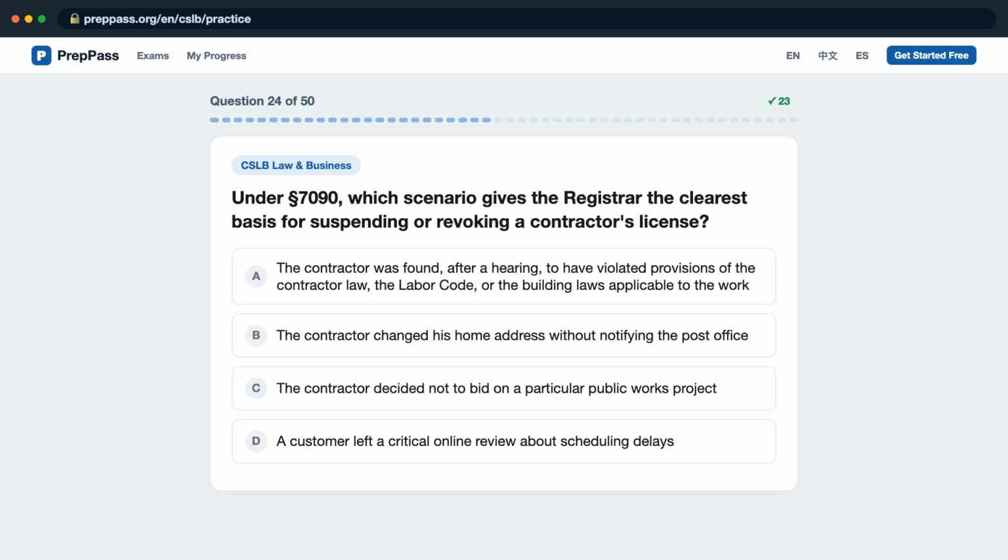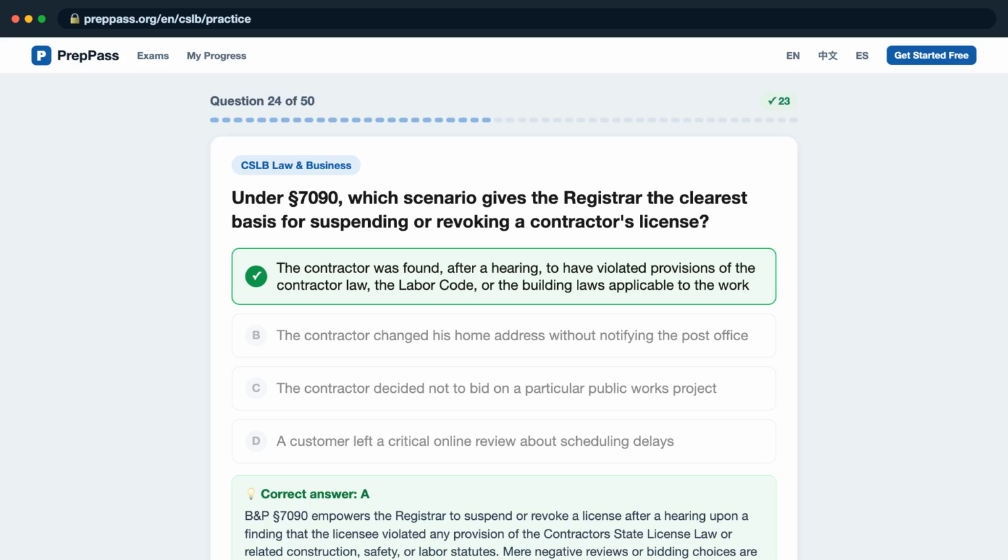Question 24. Under Section 7090, which scenario gives the registrar the clearest basis for suspending or revoking a contractor's license? Is it A, the contractor was found, after a hearing, to have violated provisions of the contractor law, the labor code, or the building laws applicable to the work? B, the contractor changed his home address without notifying the post office? C, the contractor decided not to bid on a particular public works project? D, a customer left a critical online review about scheduling delays?